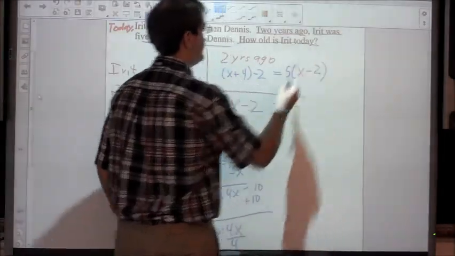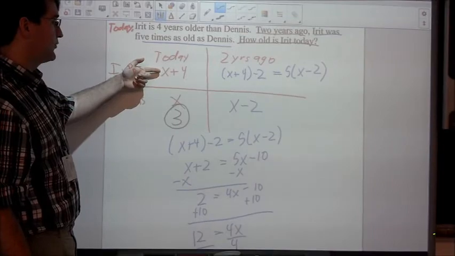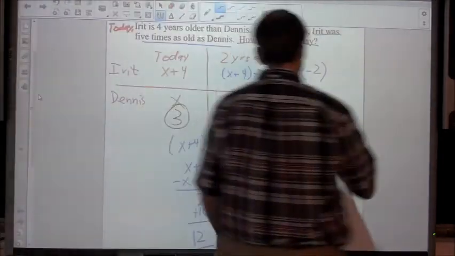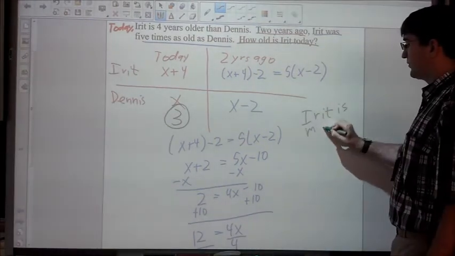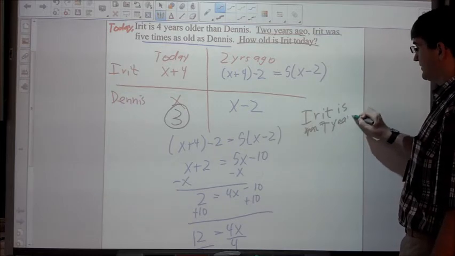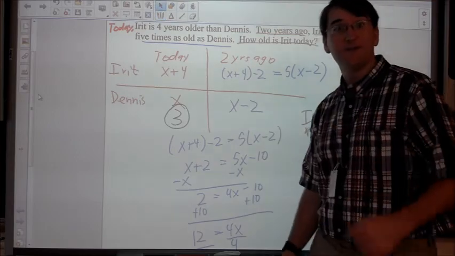But that's not what I wanted. I wanted to know how old is Arit today. Well, I know that Arit is 4 years older. So if Dennis is 3, then Arit is 7, and that is my answer. Arit is 7 years old. And that's the end of the problem.